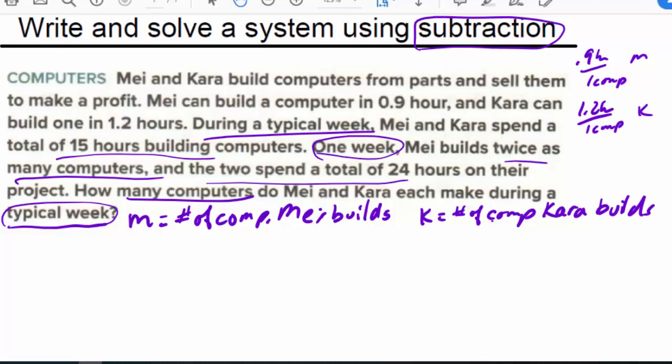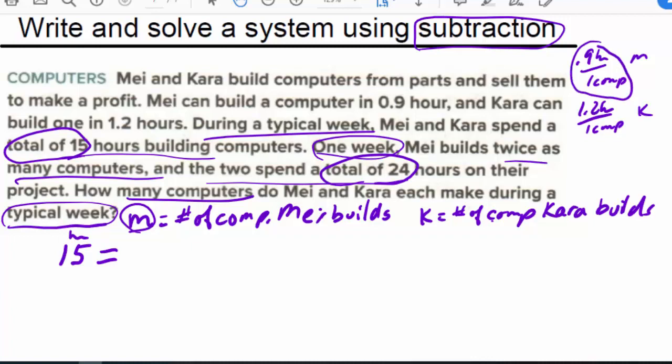Now I see two pieces of information here. I see a total of 15 hours and a total of 24. So I'm going to start with the 15 because that's a typical week. 15 hours is equal to, now I've got hours on this side, so I've got to get hours plus hours over here as well. Well, the way I'm going to get hours plus hours is I've got to turn M, which is number of computers, into hours.